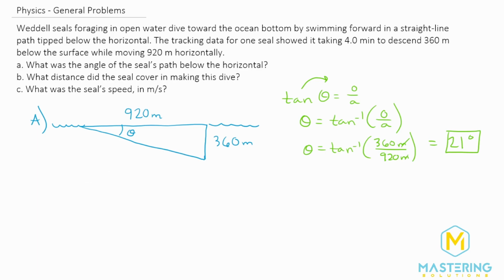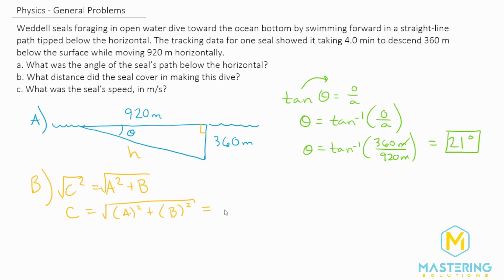So now let's go to part B. In part B, they want us to find this distance right here, the hypotenuse of our right triangle. To do that, we'll be using Pythagorean's theorem, which says that c squared is equal to a squared plus b squared. Obviously, we can use Pythagorean's theorem since it's a right triangle. So we want to isolate c by taking the square root of both sides of the equation.